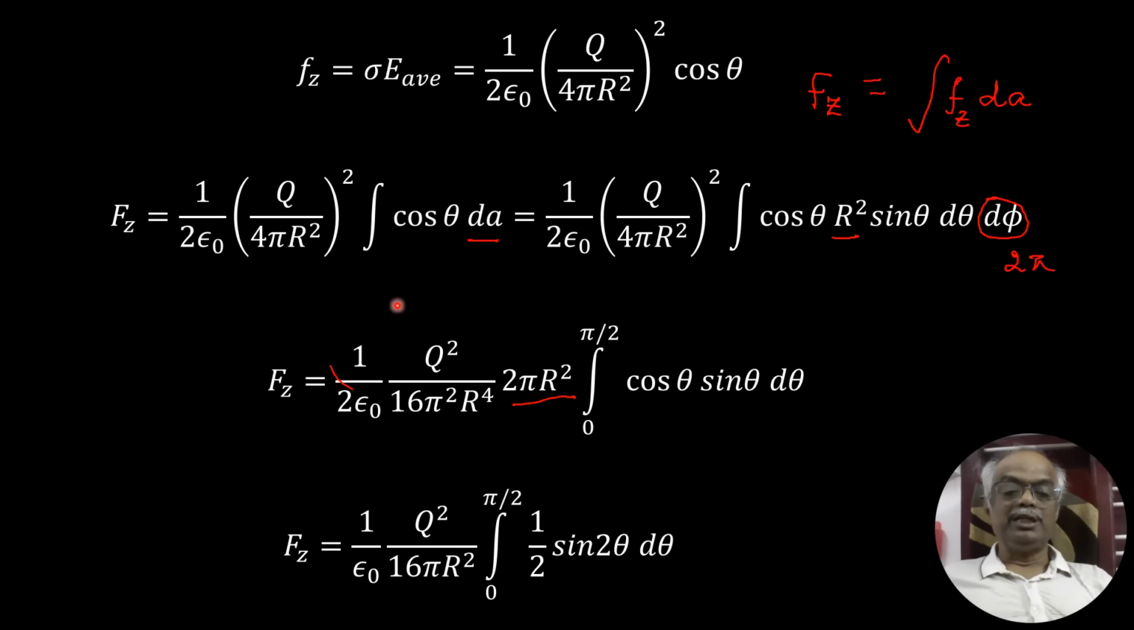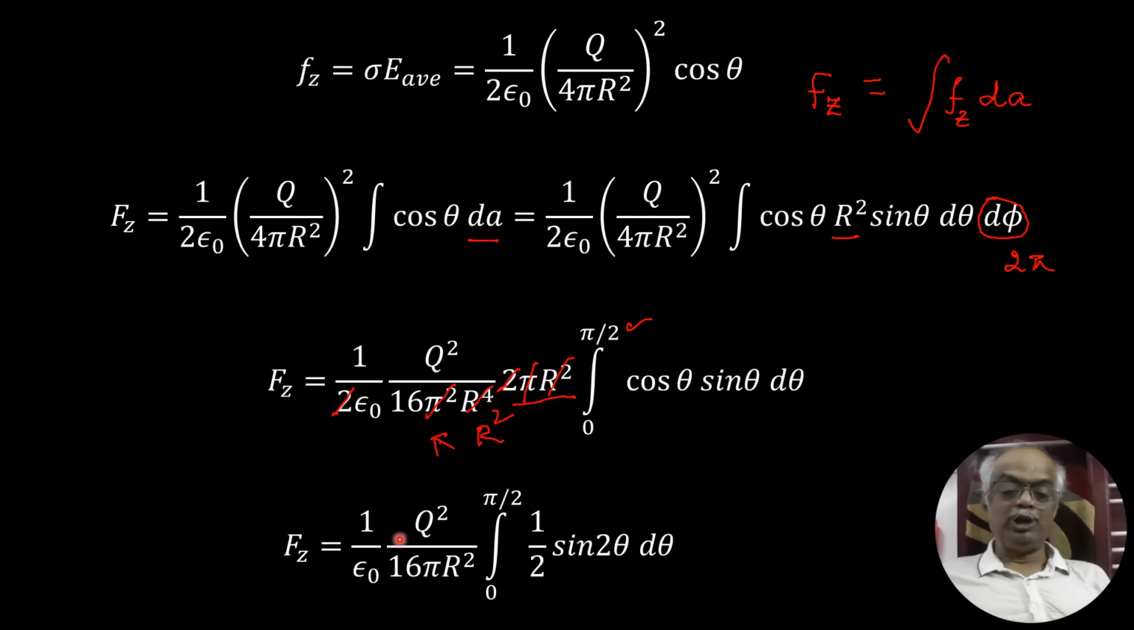Now you square this. If you square this, you will get Q squared divided by 4 squared, which is 16 pi squared R to the power 4, and you have here 2 pi R squared, and you are integrating from 0 to pi by 2. Remember that you are integrating from 0 to pi by 2, not pi, because it's a hemisphere. If it is a full sphere, you will integrate between 0 and pi. Here, since it's a hemisphere, you are taking the limit pi by 2. Now you can cancel some of the terms outside. This 2 will cancel with this 2. Next, this pi will cancel with this pi squared, and it will become simply pi. And this R squared will cancel with this R to the power 4, which will become R squared here.